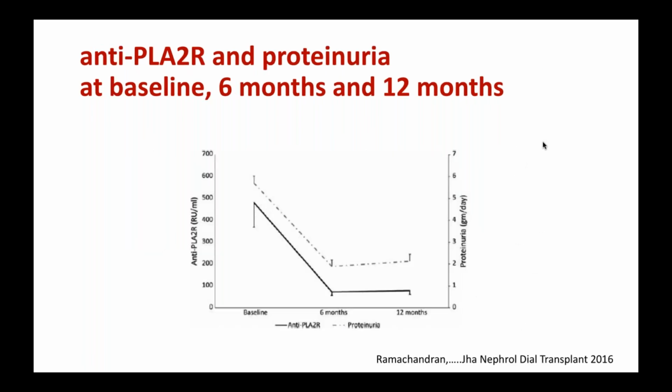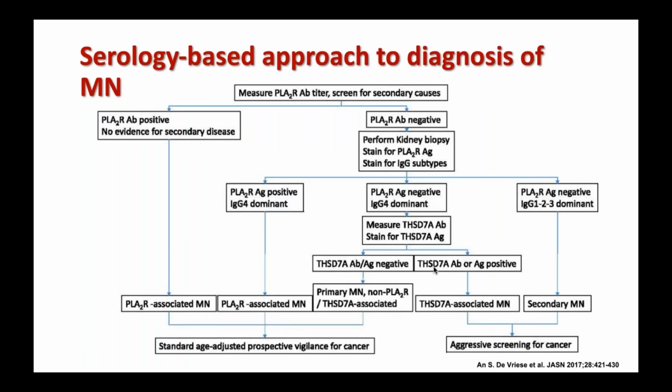This is something which was shown again from PGI in the study done by Dr. Ramachandran, which is shown here, in which we looked at the antiphospholipase A2 receptor antibody titer at baseline, and at 6 months you can see the decline, which was followed by a decline in the proteinuria. So now people have started to develop algorithms on developing a serology-based approach to diagnosis, management, as well as prognostication of membranous nephropathy.